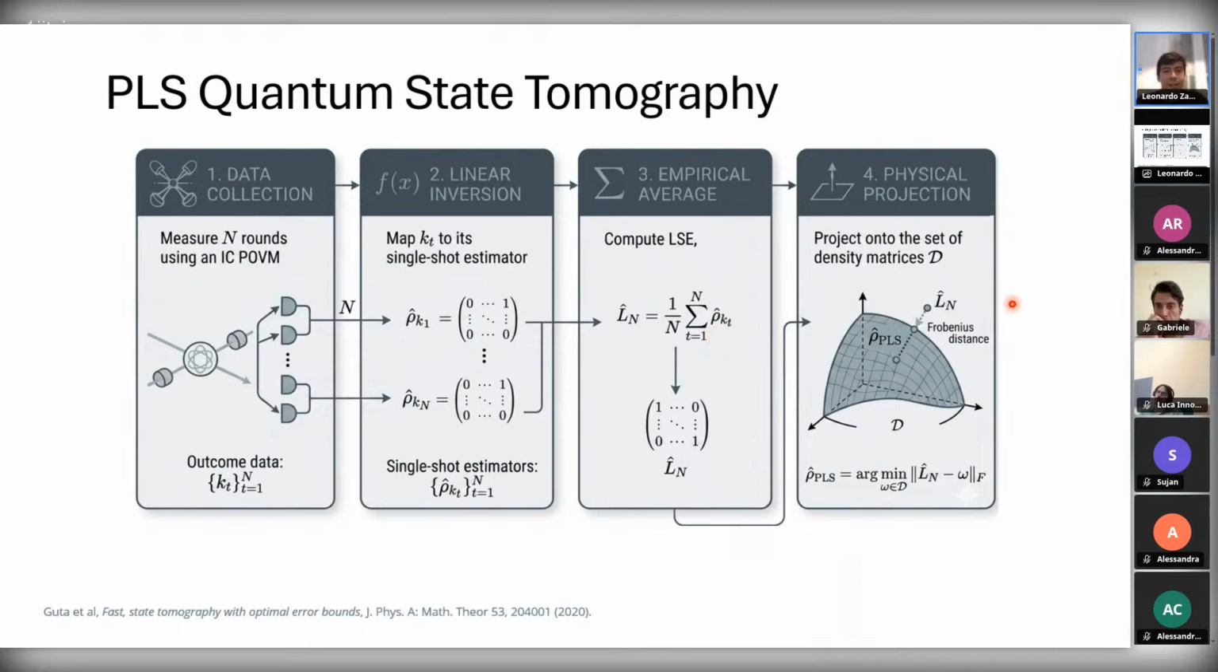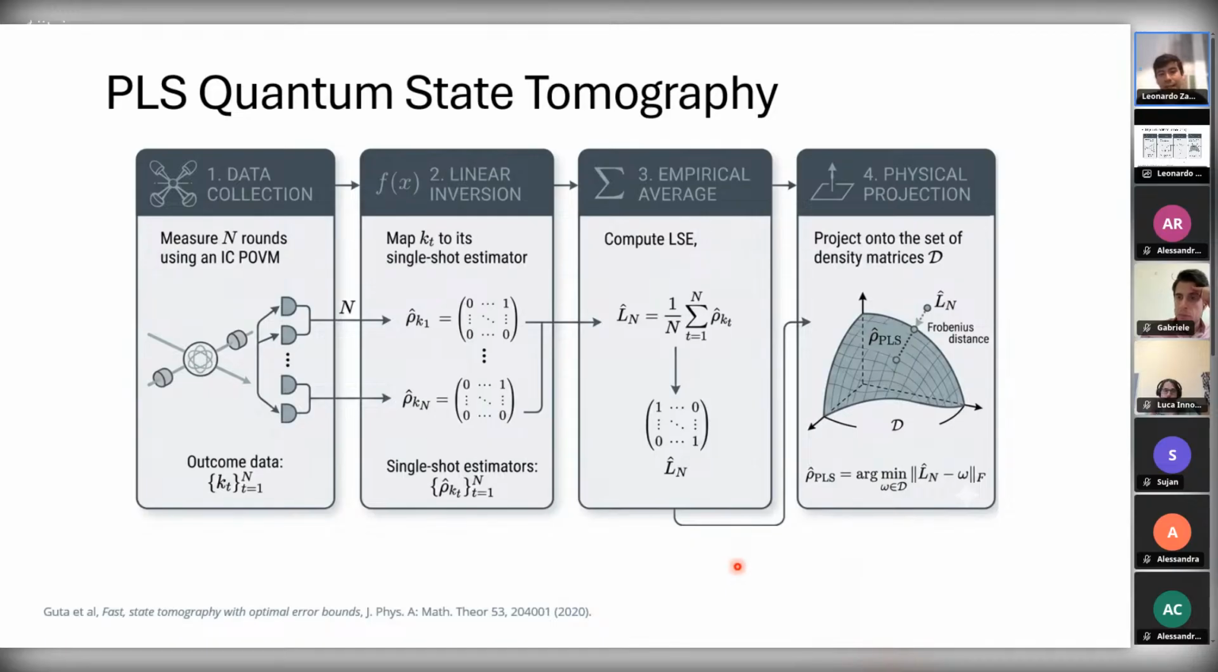And then, some problem that we can have here is that we are using a finite number of shots, right? So this matrix has statistical noise, and it can have negative eigenvalues, meaning that it is not a quantum state, right? It's not physical. So the final step we do here is the projection. We take this noisy matrix and we project it into the space of valid density matrices. So what we do here is we find the physical state that is closest to our empirical average.